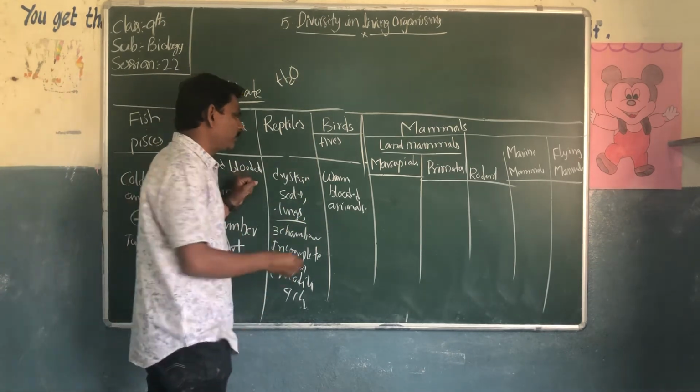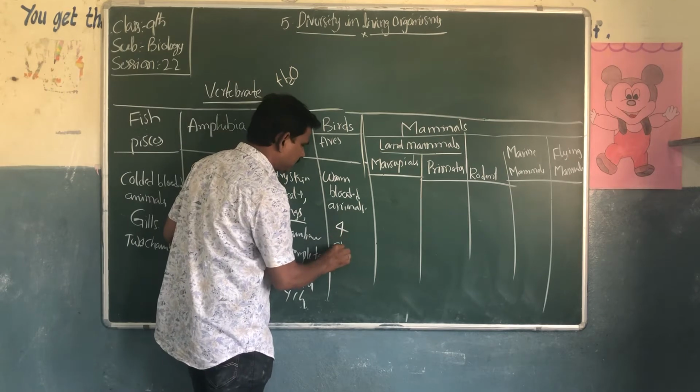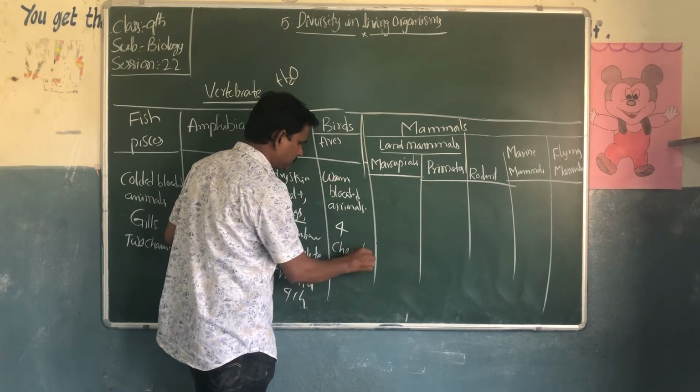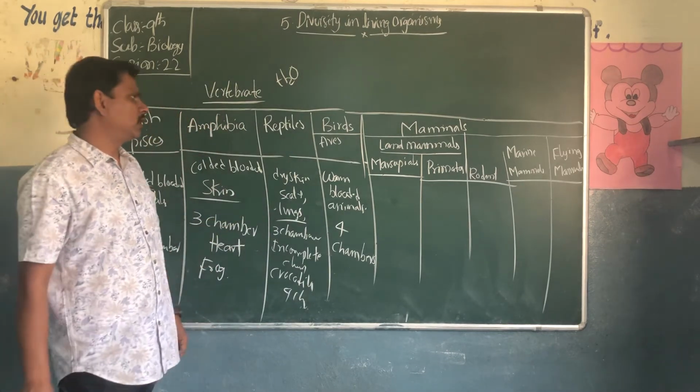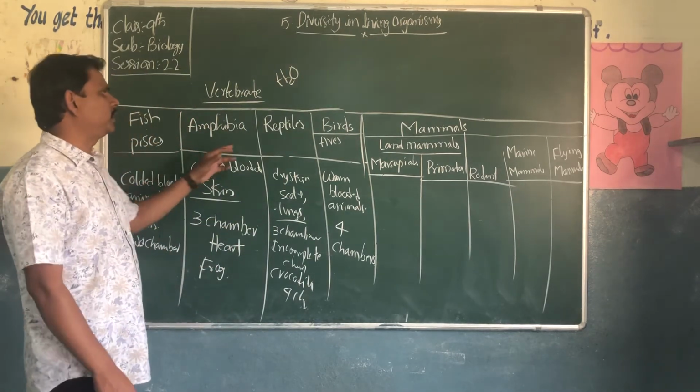There are 4 chambers present in the heart. Like human beings, they have 4 chambers in the heart. Fishes, amphibians, reptiles, and the birds.